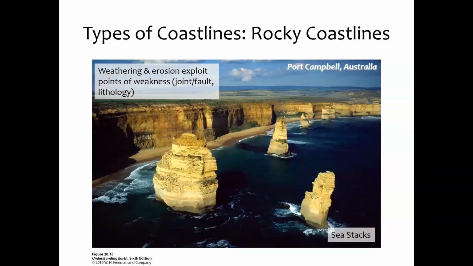So you'll see a lot of these on several rocky coastlines, like this one in Australia, where these sea stacks used to be connected to the mainland, but they have been disconnected because of erosion that's happened in between. Here and here, and in between here and here. All of these places have been separated from the coastline by erosion, exploiting points of weakness in the rock.